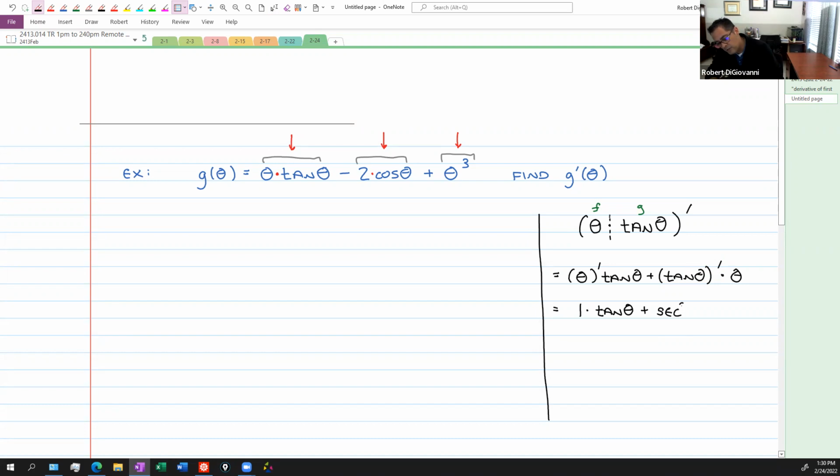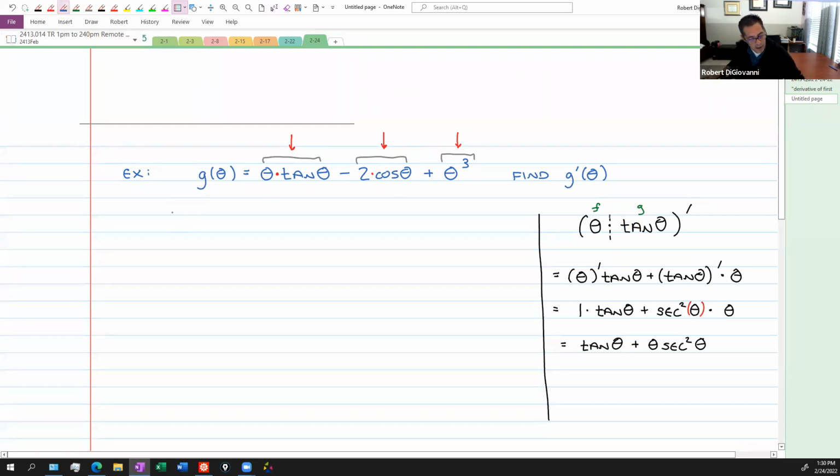I never proved that to you. I told you you just need to know it. And then times theta, which I can clean up to be tangent theta. 1 times tangent theta is tangent theta. And then on the second one, again, I'm going to pull that theta out in front of the secant squared theta. That way you don't accidentally try and put these two thetas together, because that theta is trapped inside the secant. So that is the derivative of the first term.